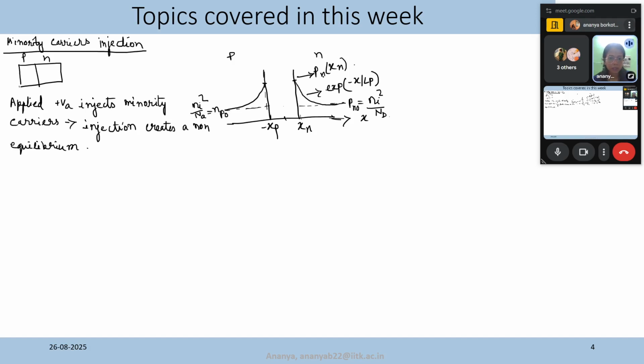Remember, I have not written P and naught because this is not equilibrium concentration. Similarly, this we can denote as Np at the edge of the depletion region in the P side, and similarly this has an exponential decay as x by Ln. Ultimately there is a decay, that is why we are writing it as minus x in this side because x is positive here, and in this side to denote that there is a decay we are keeping x as plus because our x is already negative in this direction. So these are the minority carriers.